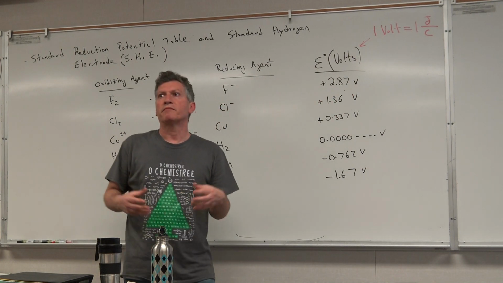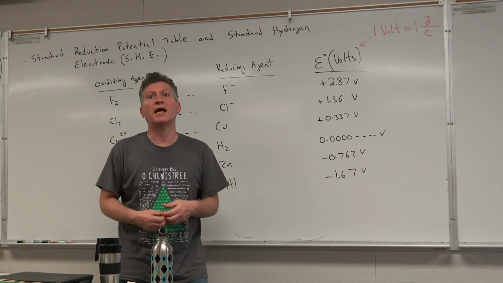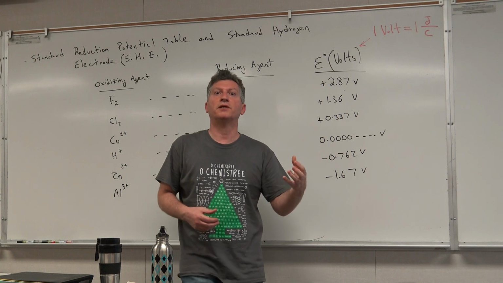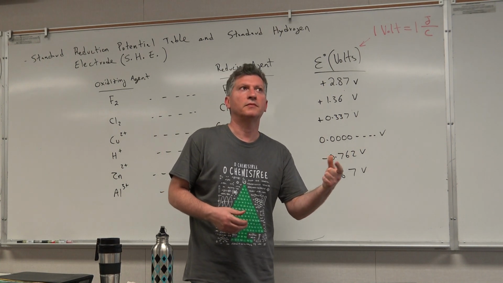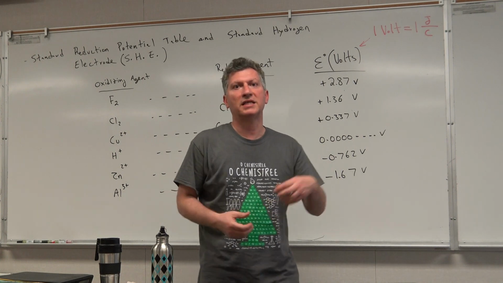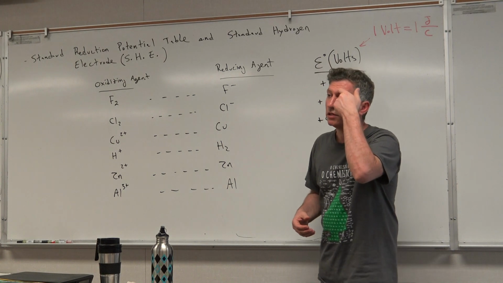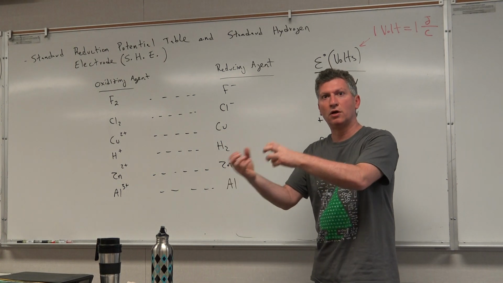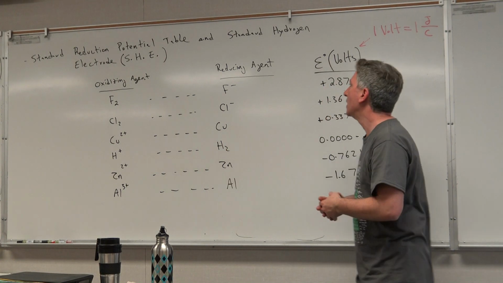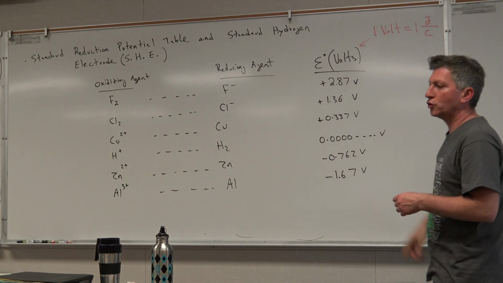And 1 mole of electrons, 6.02 times 10 to the 23 electrons, carries 96,500 coulombs of charge. So 1 mole of electrons carries 96,500 coulombs of charge, and that's called Faraday's constant. So that way you can go from moles of electrons to charge and vice versa. So anyways, volt is defined as joules per coulomb.